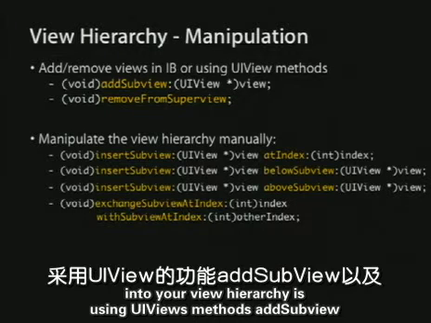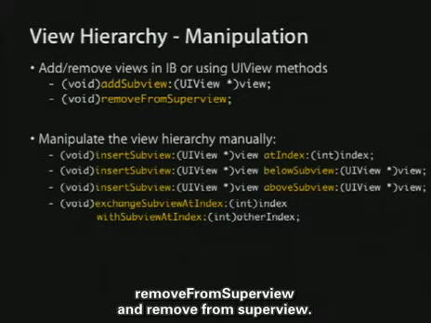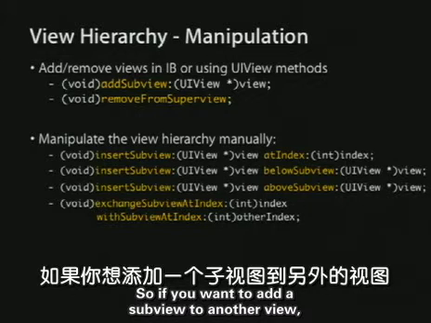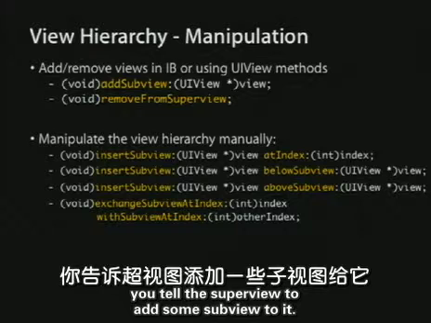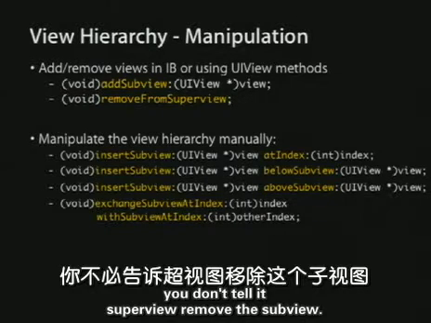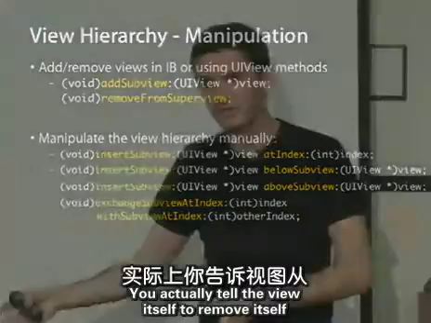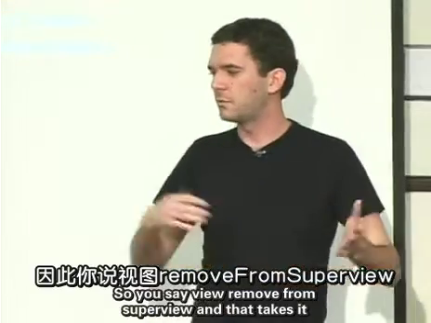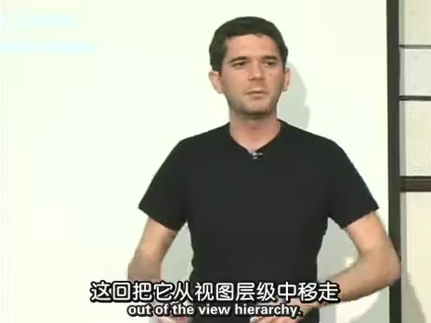And the way that you'll get those into your view hierarchy is using UIView's methods addSubview and removeFromSuperview. So if you want to add a subview to another view, you tell the superview to add some subview to it. If you want to take a view out of your view hierarchy, you don't tell its superview to remove the subview. You actually tell the view itself to remove itself from the view hierarchy. So you say view removeFromSuperview, and that takes it out of the view hierarchy.